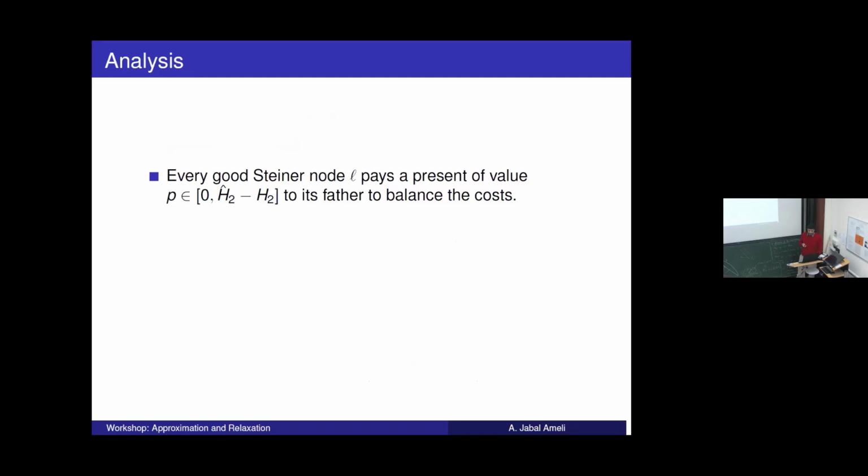Okay. So another intermediate step that we have to balance the cost is that the good Steiner nodes have relatively less cost than the bad Steiner nodes. So what we do is that each good Steiner node is responsible to pay some additional costs of its own father by a fixed value P, which we will determine later.